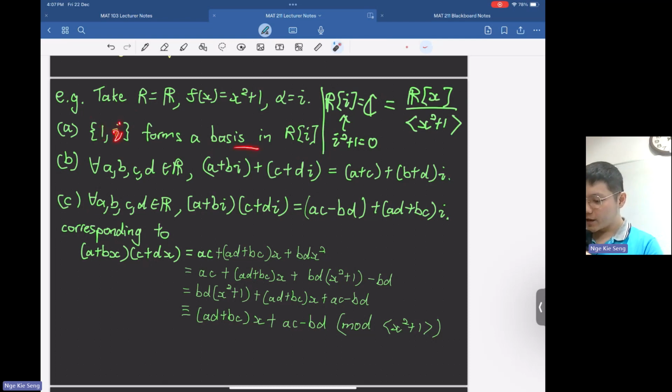Okay, so that's why 1 and i form the basis in the ring R adjoin i. Okay, and then you can relate this to the monic polynomial that has i as the root. Okay, because the monic polynomial that has i as a root has degree 2. Okay.